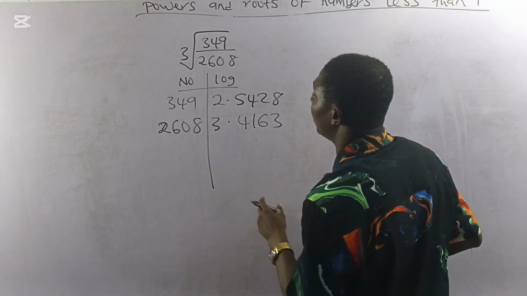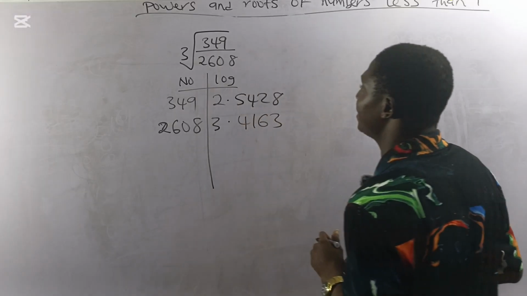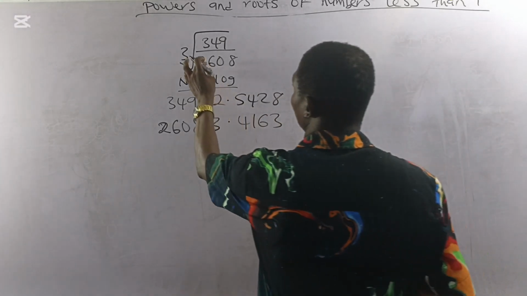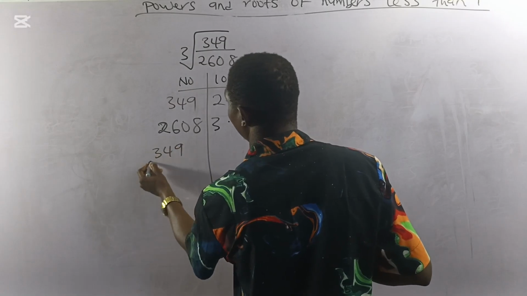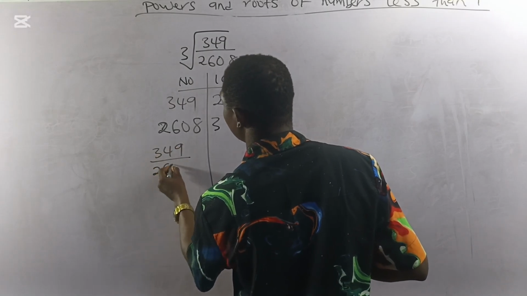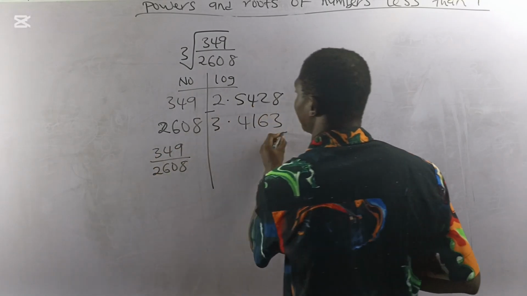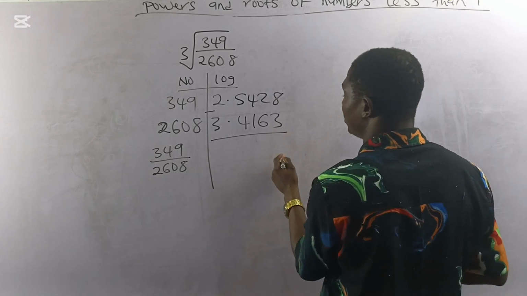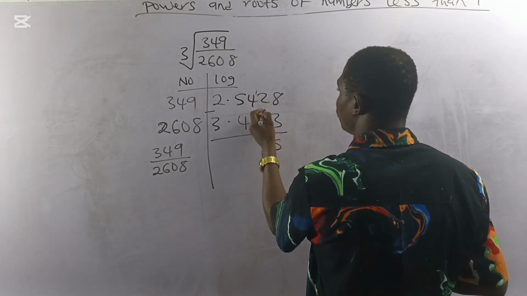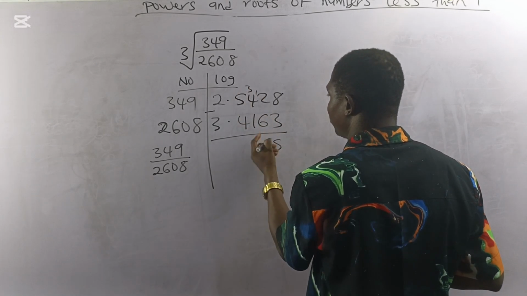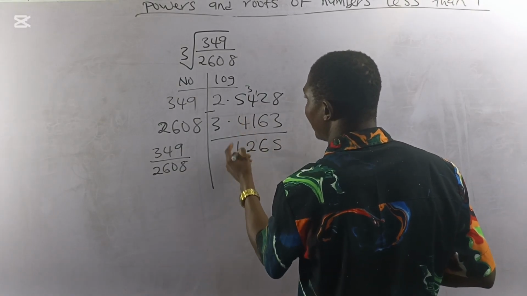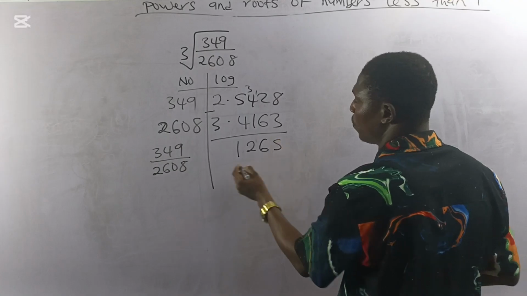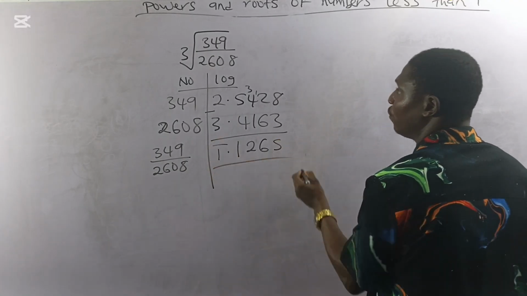So after getting this, the next thing we have to do is to what? Subtract, because we have 349 divided by 2608. So we subtract. 8 minus 3 is 5. 12 minus 6, yes, left with 3. 12 minus 6 is 6. 3 minus 1, 2. 5 minus 4, 1. And 2 minus 3 is minus 1, which is bar 1. So we've gotten this.